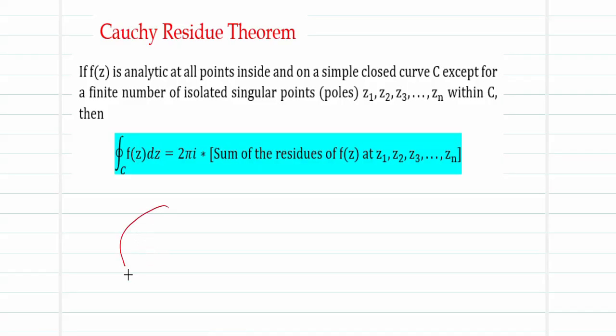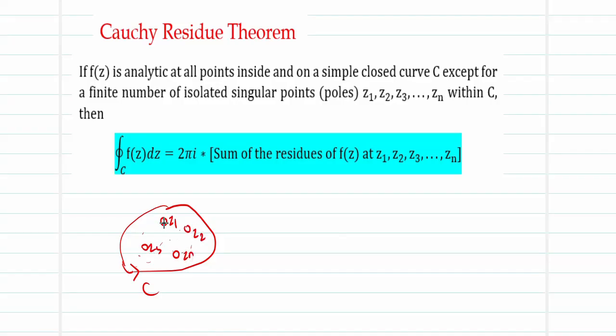So if I have a closed curve called C, the function f of z is analytic at all points inside and on the simple closed curve C, but at certain points the derivative doesn't exist. So there are going to be a finite number of points inside where the derivative does not exist. These points are referred to as poles. Let us name them z1, z2, z3 up to zn.